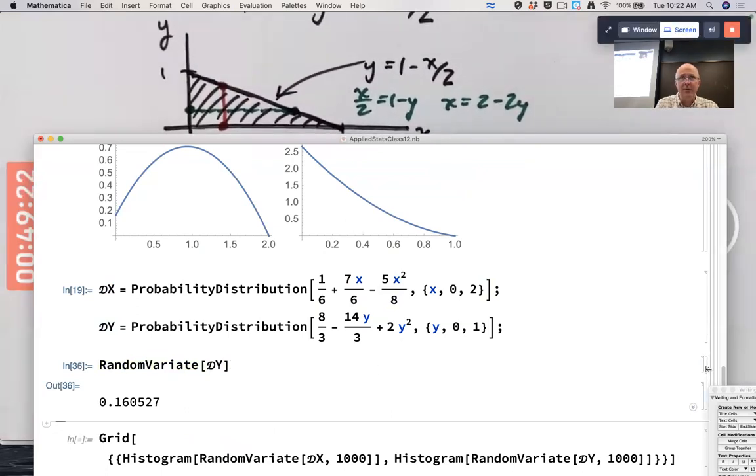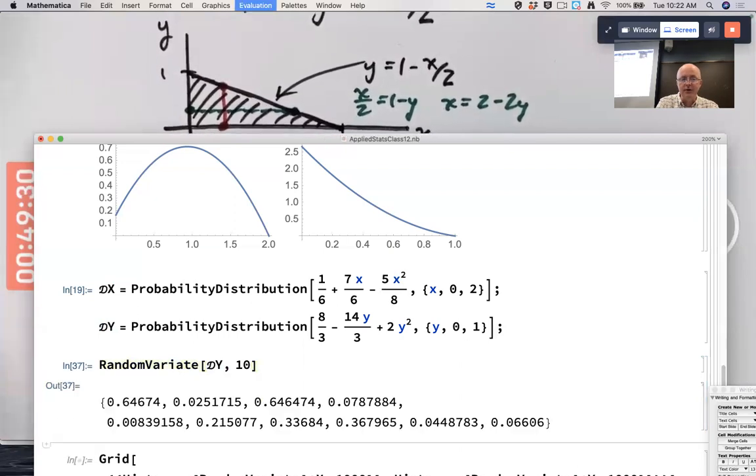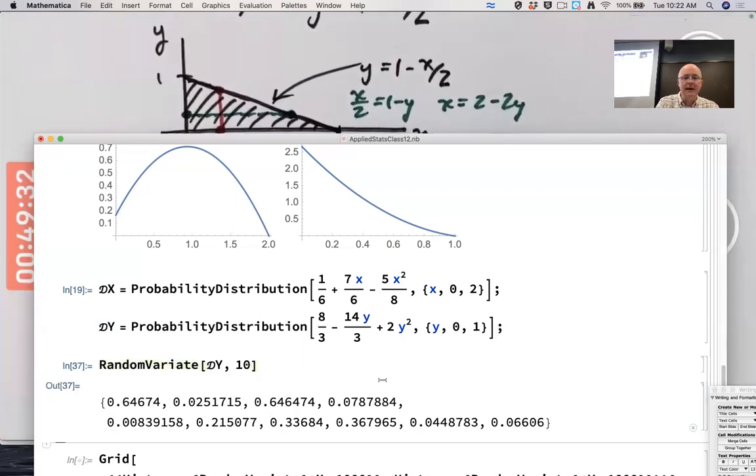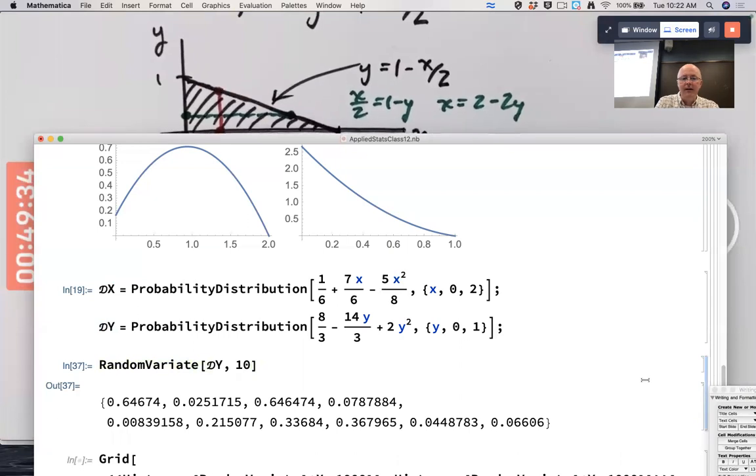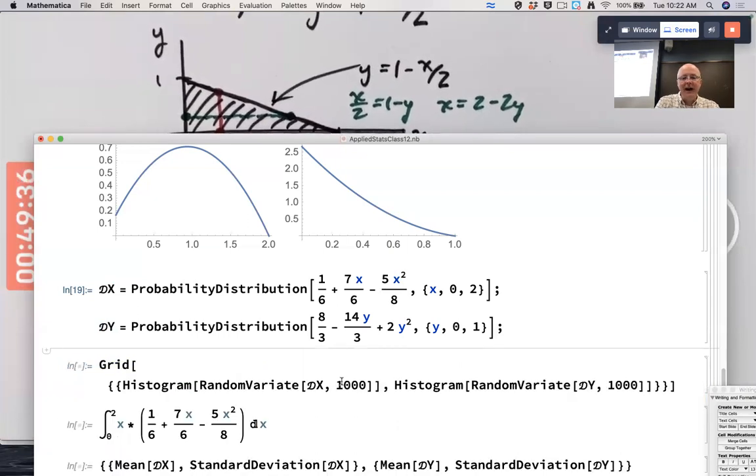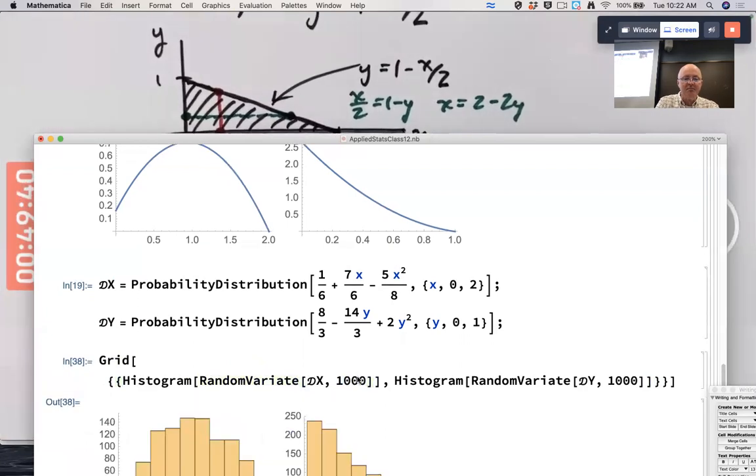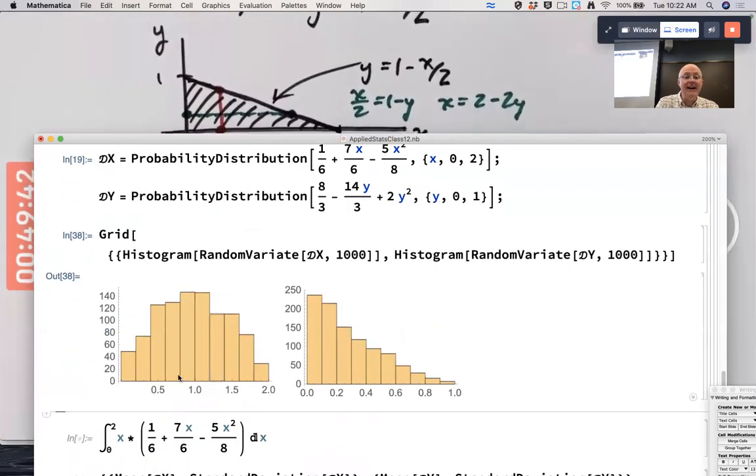I've never shown you that before. Probability distribution done in this way, combined with random variate, will simulate from these kinds of distributions, and I can do more than one sample. And here I'm doing 10,000 samples of size 1,000 and then making histograms as well. Hey, yeah, kind of looks like the shapes of those PDFs.